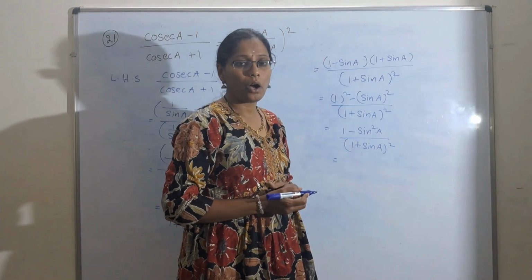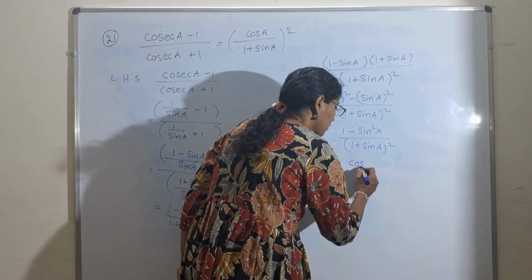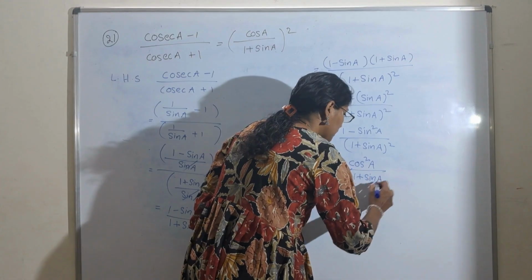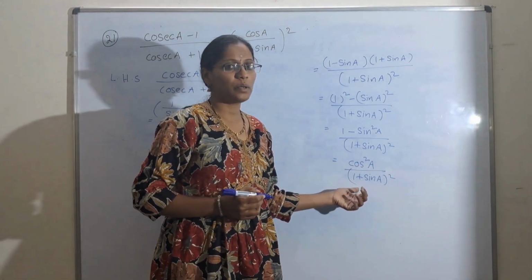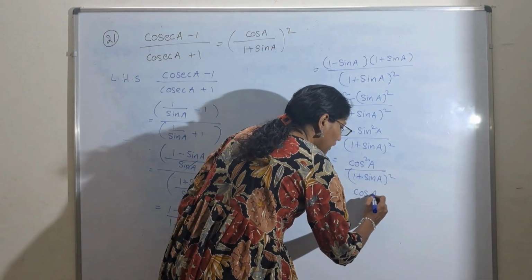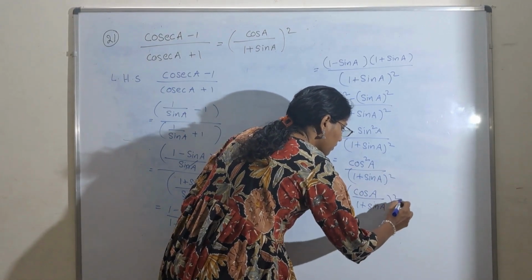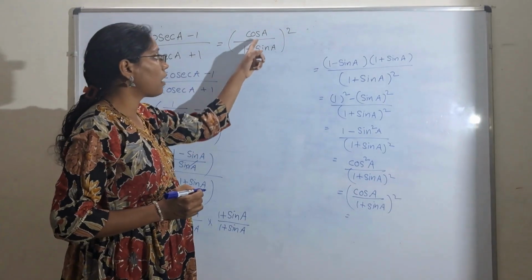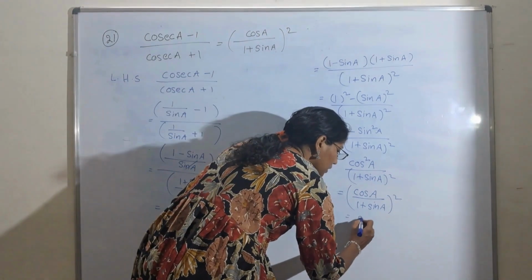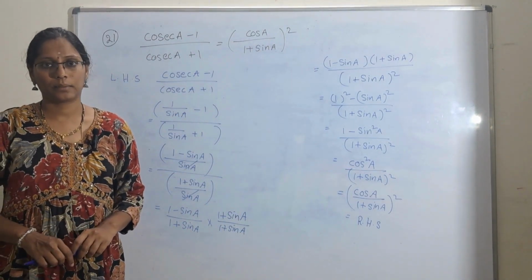1 minus sin square A, how to write? Cos square A we can write. We are using the identity. By (1 plus sin A) whole square. Numerator and denominator both have squares, so single square we should write: cos A by (1 plus sin A) whole square. You should observe RHS: cos A by (1 plus sin A) whole square. We got the same answer as RHS. Therefore, LHS equal to RHS.